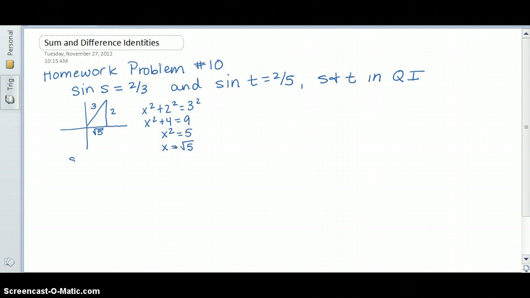So in this triangle, I know that the sine of s is 2/3, that the cosine of s is root 5 over 3, and that the tangent of s is 2 over root 5, which is equal to 2 root 5 over 5.